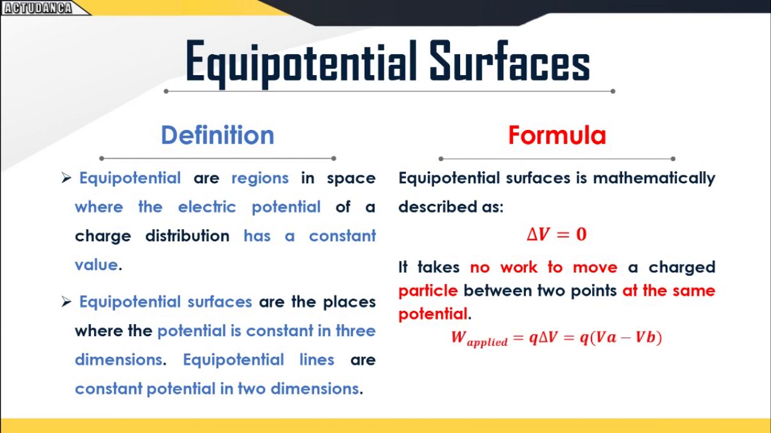So we have the formula of the work applied is equal to the product of Q and delta V. So expounding the delta V or the potential difference, we can say that the Q multiplied by the VA or the potential at the point A minus VB, the potential at point B, will result to 0. Kapag nga naman pareho ang value ng VA and VB and sinubtract natin silang dalawa, the resulting work will be 0.